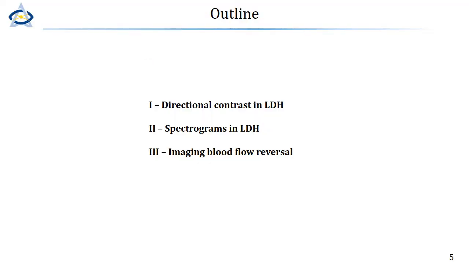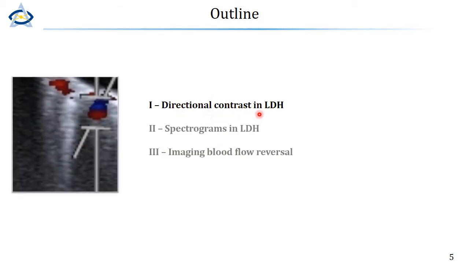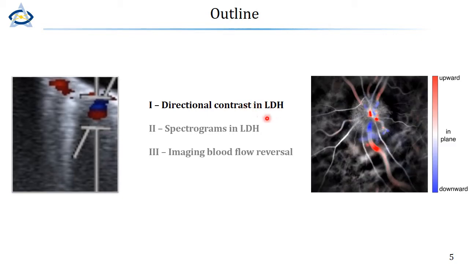All right. So this presentation is organized the following way. I will first talk about the directional contrast that we've introduced in LDH, then the spectrograms that we also use, and how we can use these two tools to reveal blood flow reversals with laser Doppler holography. Starting with the directional contrast, here it is in Doppler ultrasound, and here is with laser Doppler holography, which we will come to.